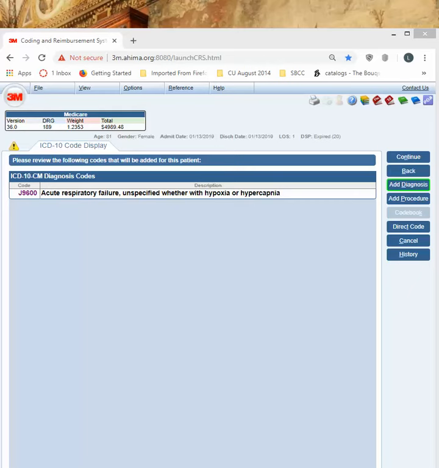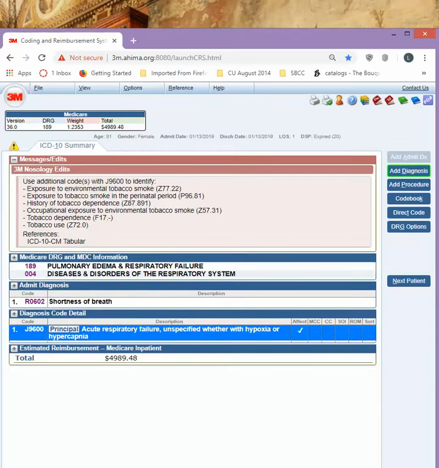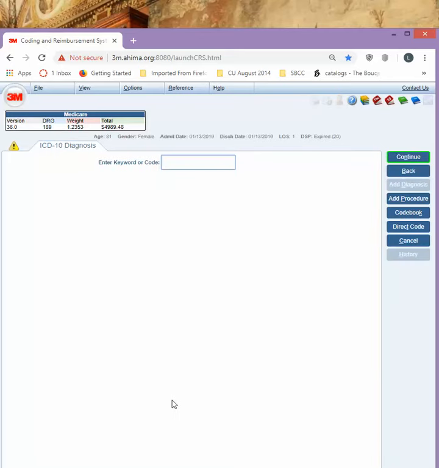We also need to code, because it's there when she was admitted, that she has a history of and suffers from congestive heart failure. So we're going to hit continue. And we are given at this point a summary screen. It gives us our admission diagnosis and our principal that we have provided at this point. We can hit add diagnoses to add on the next disease, which is congestive heart failure.